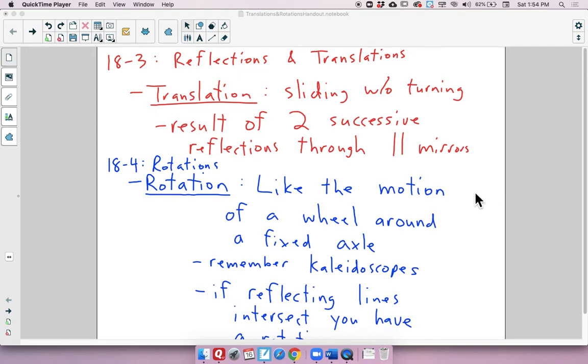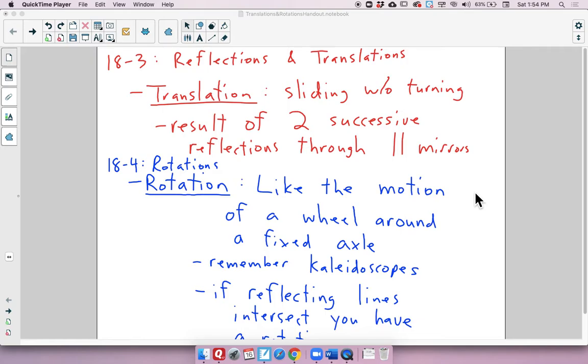18.3 and 18.4 deal with reflections, translations, which kind of go together in 18.3, and then 18.4 is rotations. So you already have done plenty of reflecting. We did that before. And you also did it last year.